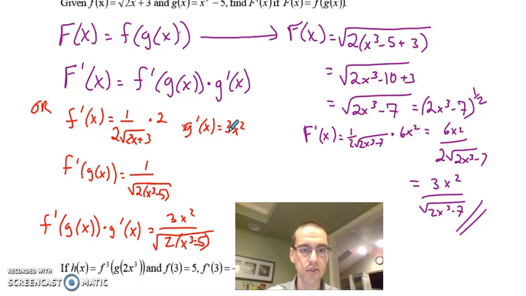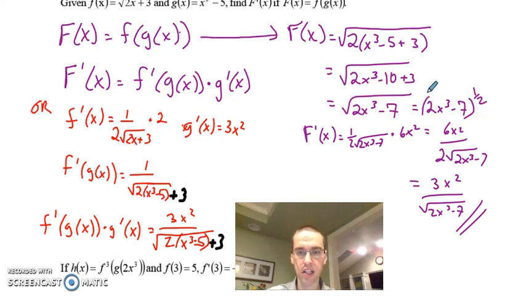I found g prime of x, which was 3x squared. I then found f prime of g of x, this part right here. I plugged in x cubed minus 5. Oops, but I forgot my plus 3 here, which would make that a plus 3. And then I multiplied by g prime of x. And what you notice is that these are equivalent, now that I have the added 3 here. Just distribute the 2 to get minus 10, then plus 3.